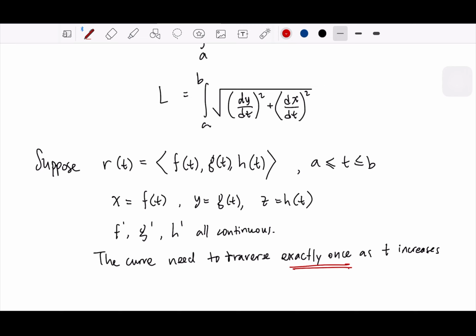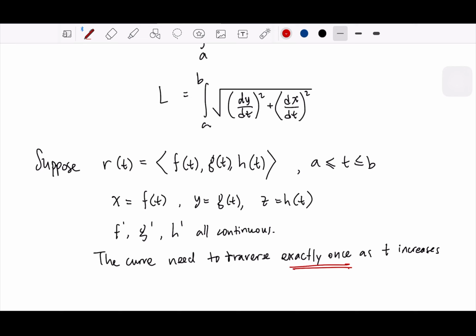Okay, this is also important. It is the same as in chapter 10. So in chapter 10, whenever you find any polar or maybe parametric curve, you need to make sure that when you calculate the arc length, its movement is just once.